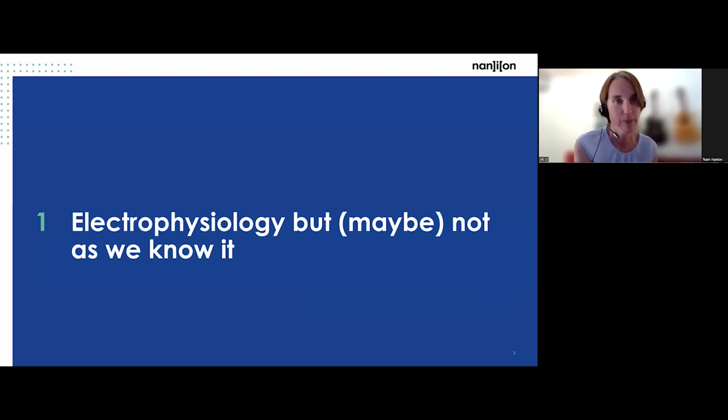I'm sure many of you who are listening are familiar with or perhaps using manual patch clamp, and maybe even also automated patch clamp. But for those of you who are not familiar with the technique of automated patch clamp, I'm just going to go through quickly how it differs from manual patch clamp and how it works.